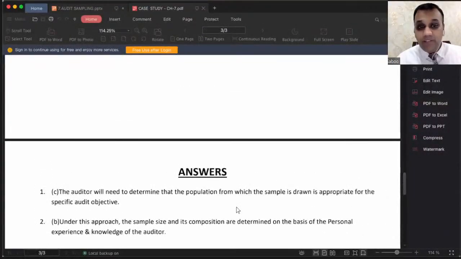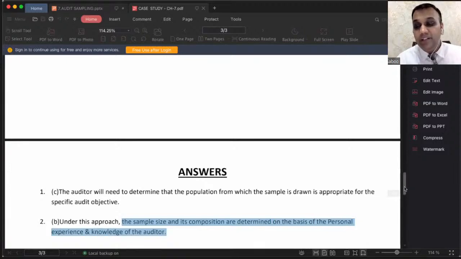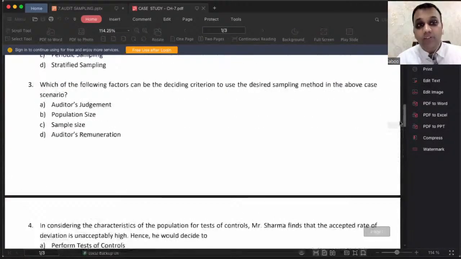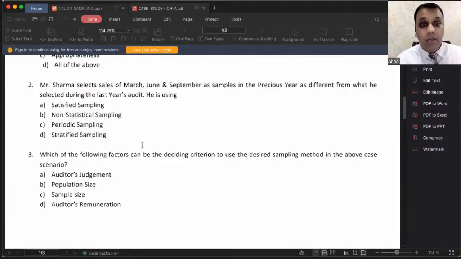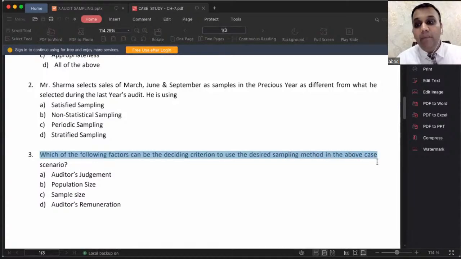Under non-statistical sampling, the sample size and its composition are determined on the basis of the personal experience and knowledge of the auditor. So it is non-statistical sampling. Third question. Which of the following factors can be the deciding criterion to use the desired sampling method in the above case scenario?